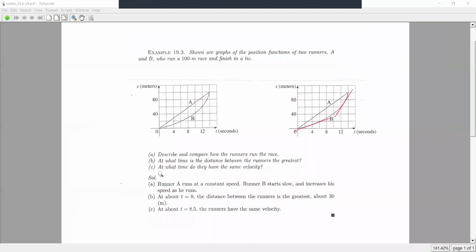Part C. At what time do they have the same velocity? At about 8.5, the runners have the same velocity. At 8.5, the tangent line to the graph of runner B has the same slope as the graph of runner A.